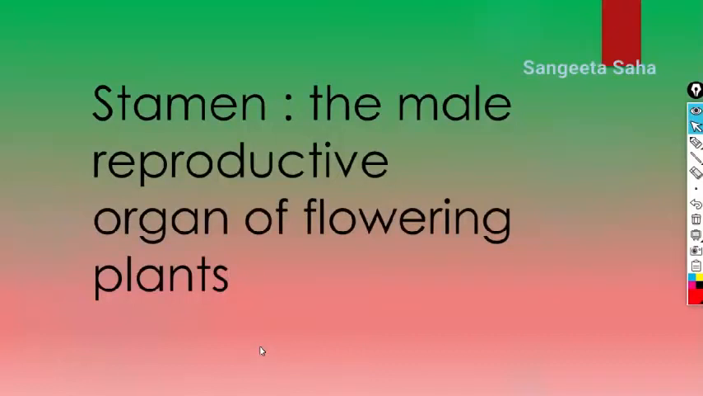Hello students, in the previous lesson we have already learned about the different parts of the flower. There we learned about the calyx, corolla, androecium and gynoecium. Today's lesson is about the male reproductive organ, that is the stamen. We have to learn about the structure of the anther, the structure of the pollen grains, and how the male gametes are formed in the process of reproduction.